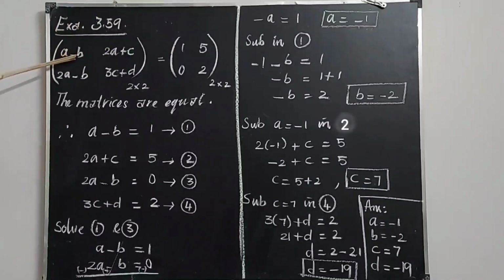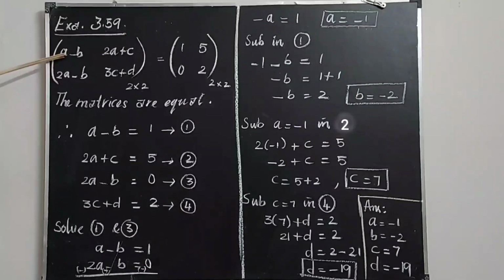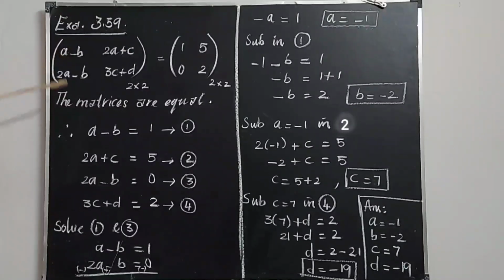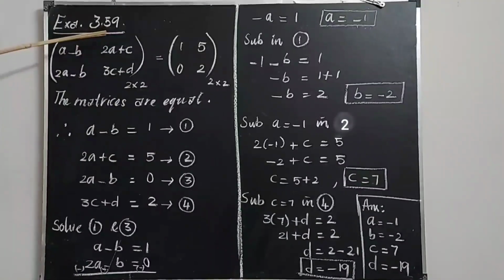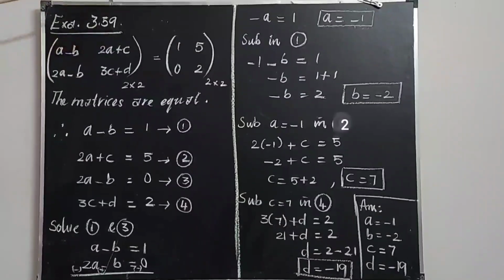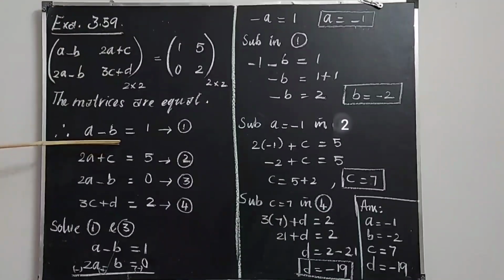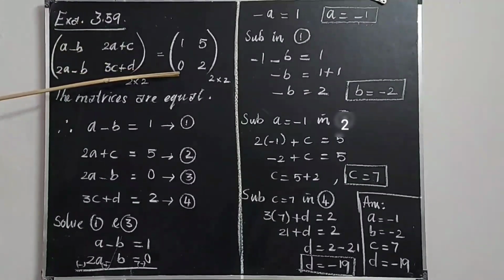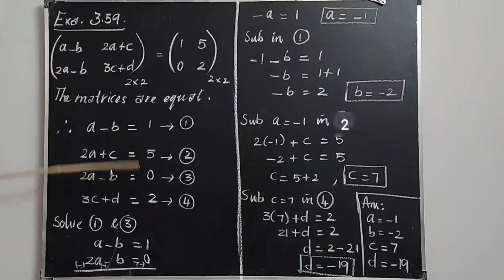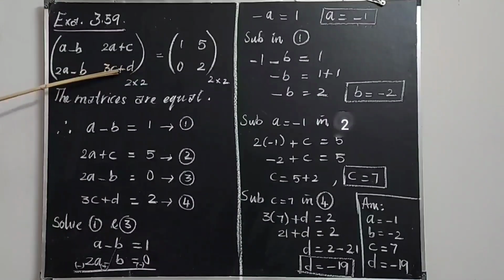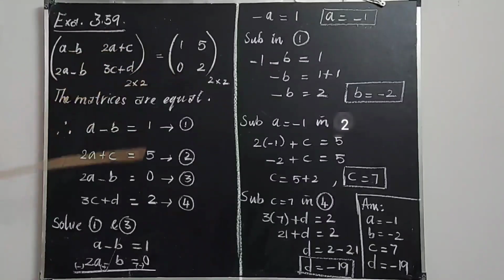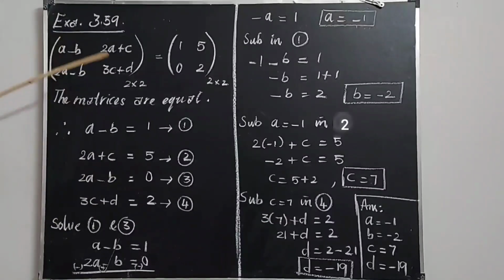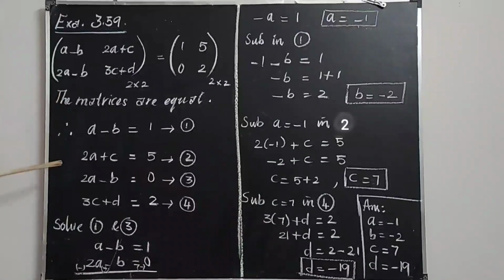So the first row, first column element here is A minus B, and that corresponding entry is 1. So as these are equal, A minus B is equal to 1. Similarly, the first row, second column element is 2A plus C. Here it is 5. So 2A plus C is equal to 5. And the second row, first column is 2A minus B, which is equal to 0 here. So 2A minus B is equal to 0. Then 3C plus D, this is the second row, second column element. Here it is 2. So 3C plus D is equal to 2. We got 4 equations from the given two equal matrices by equating their corresponding entries.